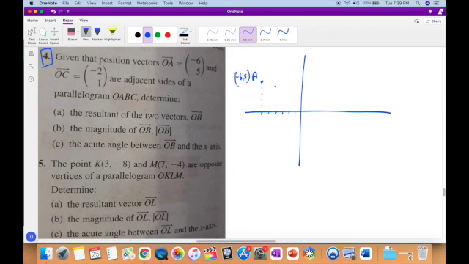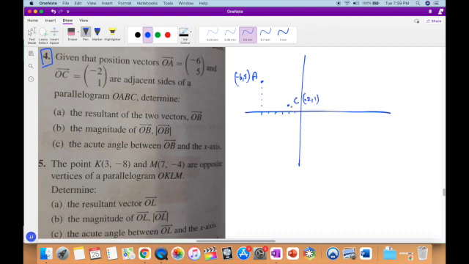Right? So the vector OA is the same as the point, you could see. And then we have OC, which is negative 2, 1. So 1, 2, and then 1. So that is C over here. Negative 2, 1, 2, and then positive 1. So that is C, which is negative 2, positive 1.